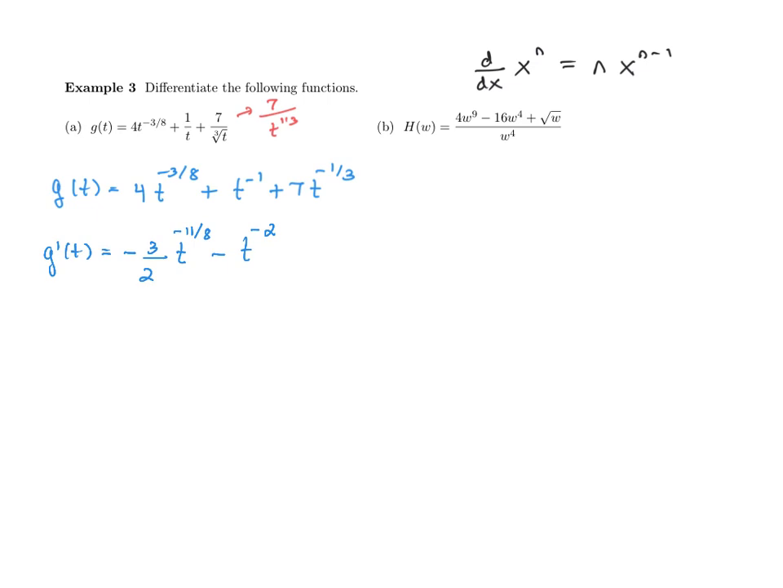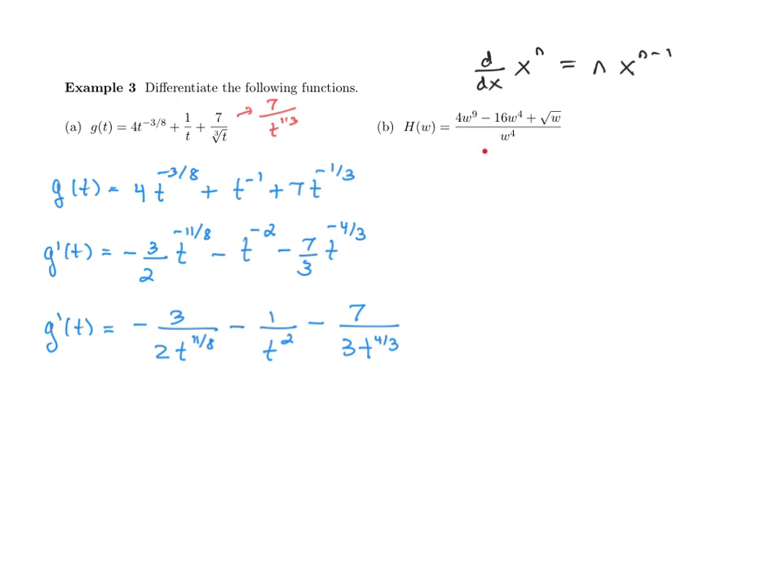For the next piece, if I bring the negative 1/3 down front and multiply it to 7, that's negative 7/3 times t to the, okay, negative 1/3 minus 3/3 is negative 4/3. And this is the answer. If you want to express it with no negative exponents, you could say this is negative 3 over 2t to the positive 11/8 minus 1 over t to the positive 2, and then minus 7 over 3t to the positive 4/3. So it's very simple to take negative exponents and make them positive in a denominator, or if you see something in a denominator, move it to a numerator by making its exponent negative.